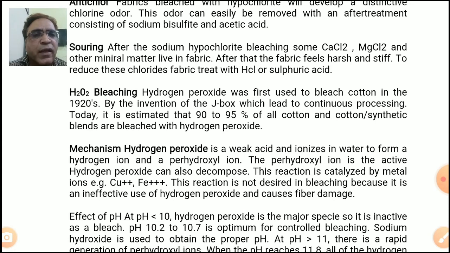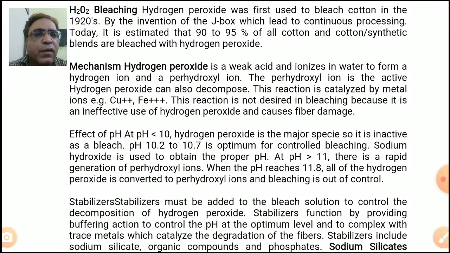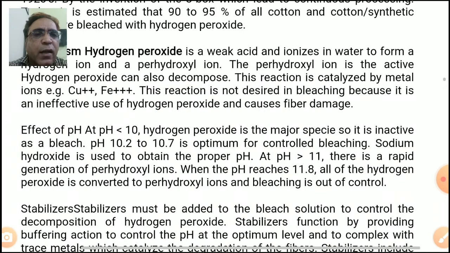In the pH range between 10.2 and 10.7, there is a decomposition of the hydrogen peroxide and perhydroxyl ions are formed. In this pH range, we get the bleaching action of the hydrogen peroxide. If the pH increases to more than 11, then we cannot control the perhydroxyl ion formation. So bleaching is non-uniform. It is not safe.